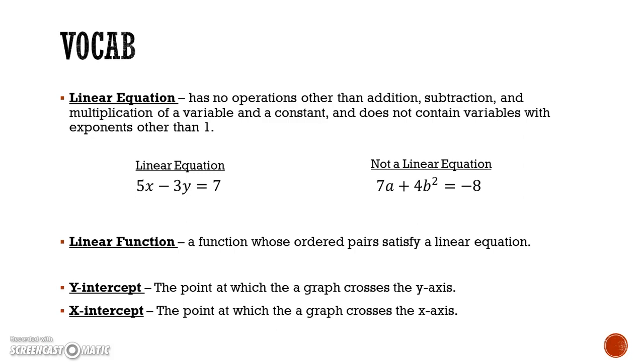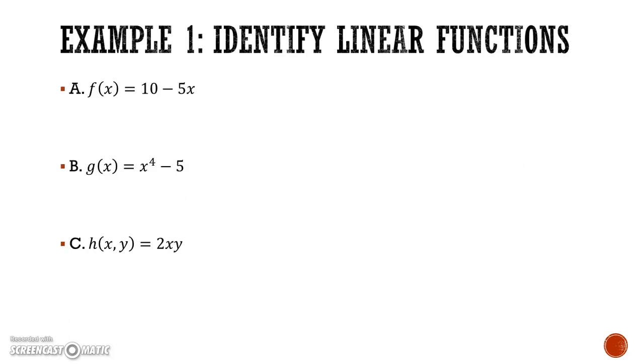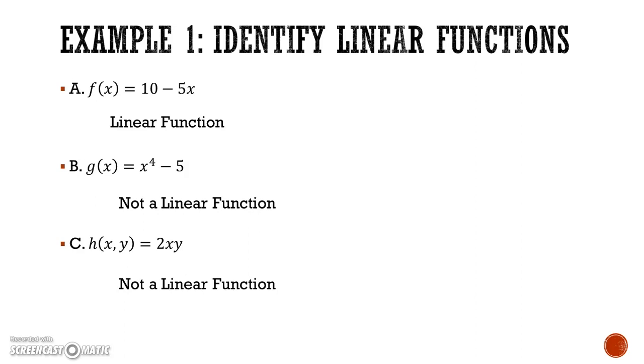X and y intercepts: the y-intercept is where the graph crosses the y-axis, and the x-intercept is where the graph crosses the x-axis. So in example 1, we're going to identify linear functions. A, 10 minus 5x, is a linear function because x has an exponent of 1. B is not a linear function because x has a power of 4. And c is not a linear function because it has that multiplication in there.